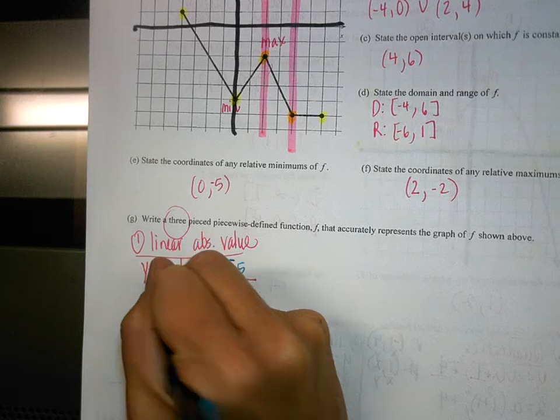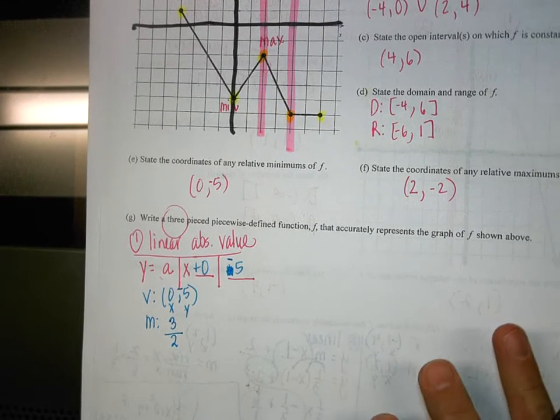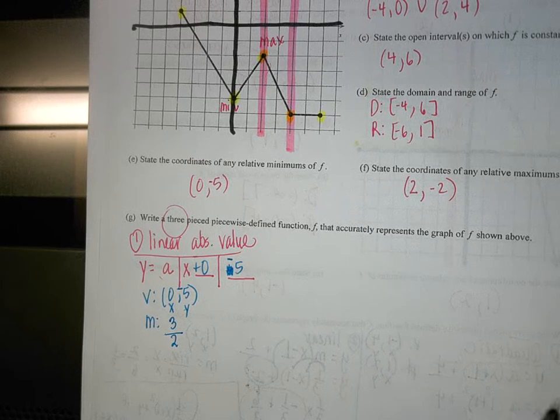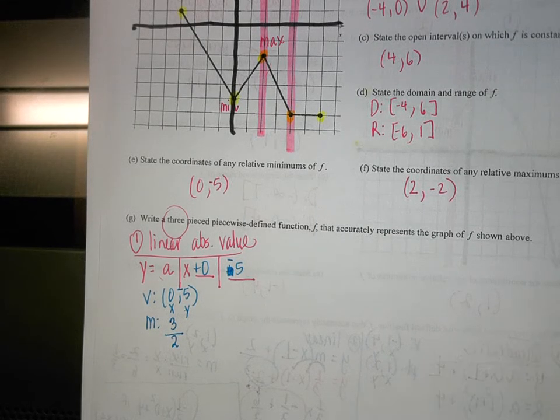over 2. Now, with linear absolute value, you need to decide, is this going to be a positive slope or a negative slope? So if you look at the V, is the V going up? Yes, which means it's positive. If the V was going down, then your slope would need to be negative.